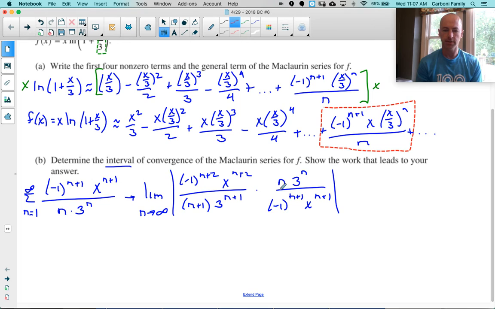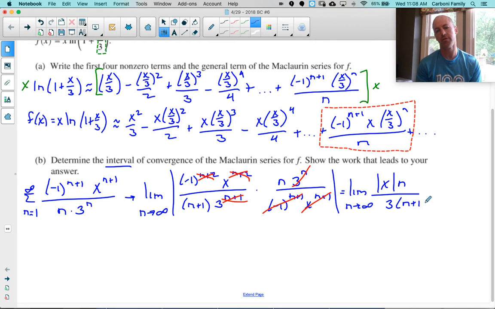And start canceling. So see, I have one more 3 on bottom. I have one more x on top. The negative ones, technically there is one negative 1 in the numerator, but the absolute value of that will turn it into positive 1, so we're not going to worry about the negative. That leaves me with limit as n goes to infinity of n times absolute value of x, and the negative 1 becomes positive when you take the absolute value. And then in the denominator, 3 and n plus 1 are already positive, so I'll leave it like that. And when you find the answer to that limit, you do get absolute value of x over 3.